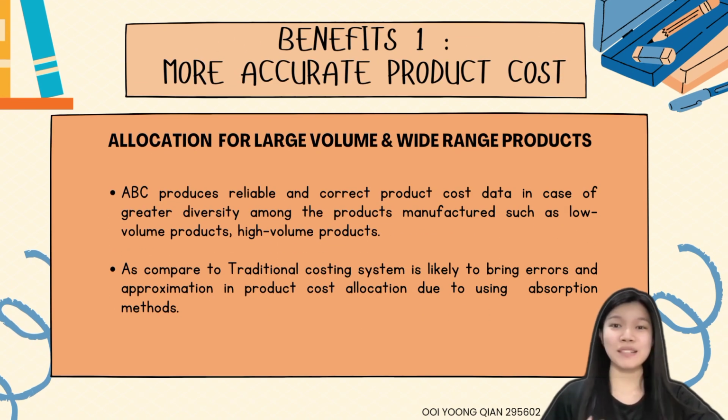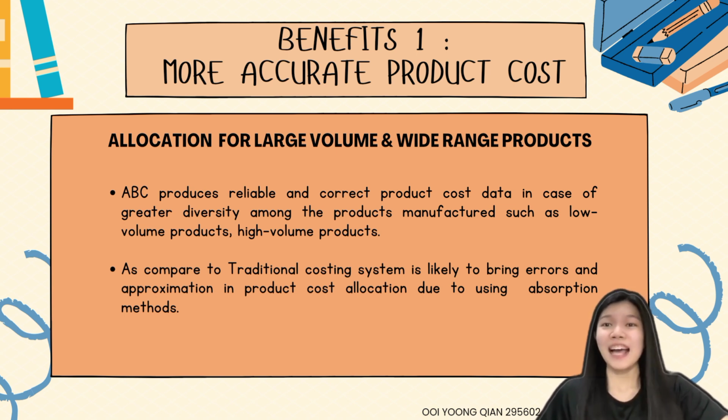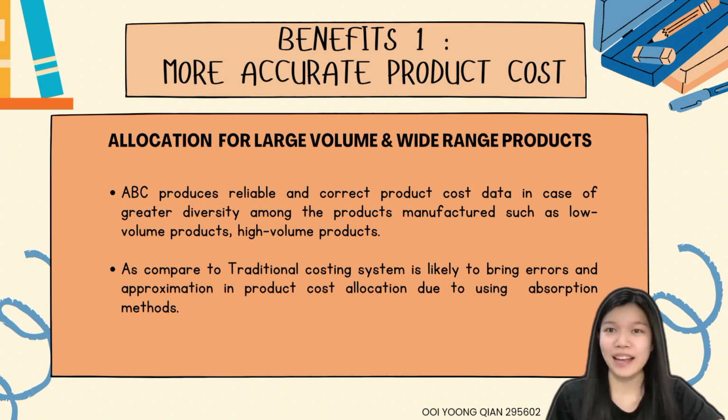Other than that, ABC is able to allocate for a large volume and wide range of products. This is because ABC will produce more reliable and correct product cost data given greater diversity among the products manufactured, such as low volume products or high volume products. As compared to the traditional costing system, which is more likely to bring error in product cost allocation due to using the absorption method, we can conclude that ABC is more accurate.